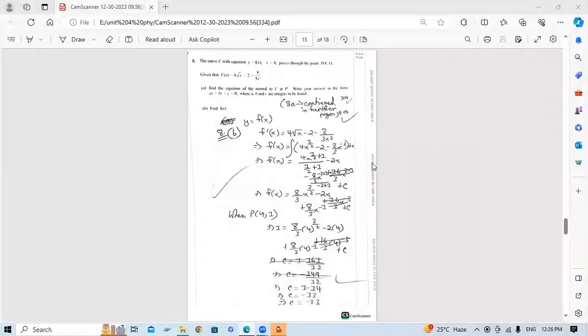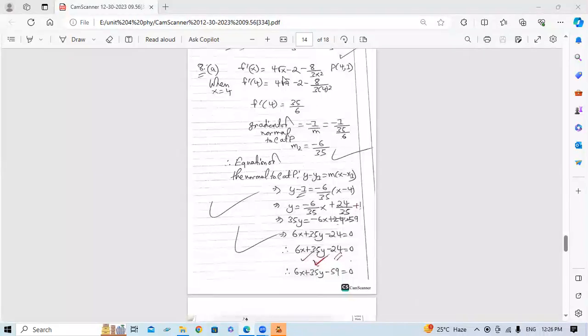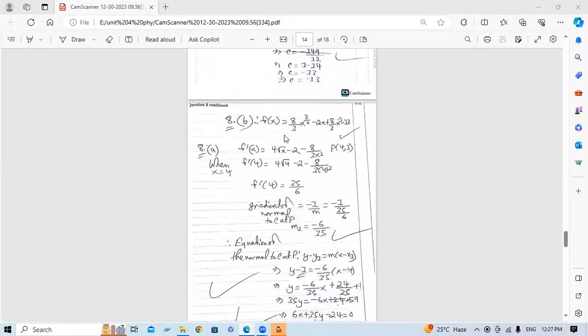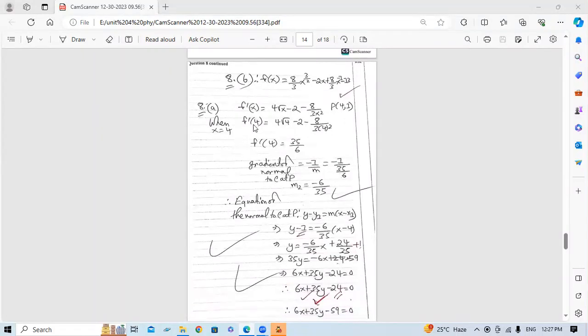So for 8a, we need to go over here at first. f prime x is given by 4 root x minus 2 minus 8 by 3x squared. It's already given in the question. So f prime 4, when x equals 4, is 4 root 4 minus 2 minus 8 by 3 into 4 squared. f prime 4 will be 35 by 6.